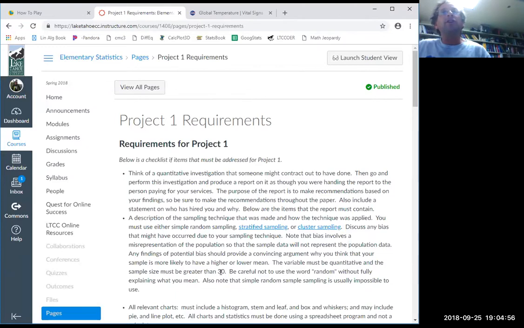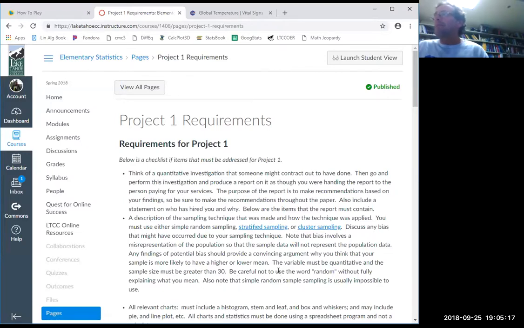So this is very similar to the discussion posts that were due on Sunday, except you're going to do a whole lot more explanation than just one paragraph. Any questions so far? Okay, so you're going to have to describe in detail how you're doing your sampling.